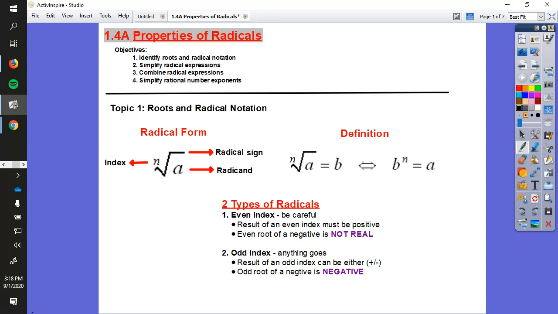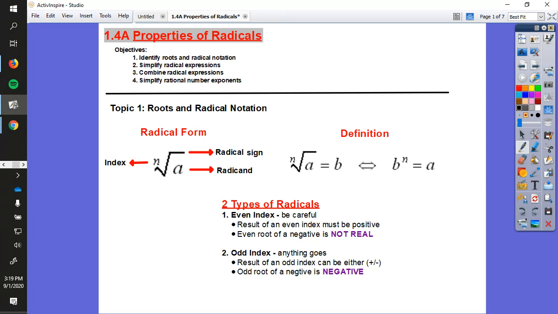So the index represents what root we're going to be evaluating for. If there isn't a number there, it's implied that it's a 2. It's a square root. So if there's nothing there, it's a square root. Otherwise, it's going to be identified.